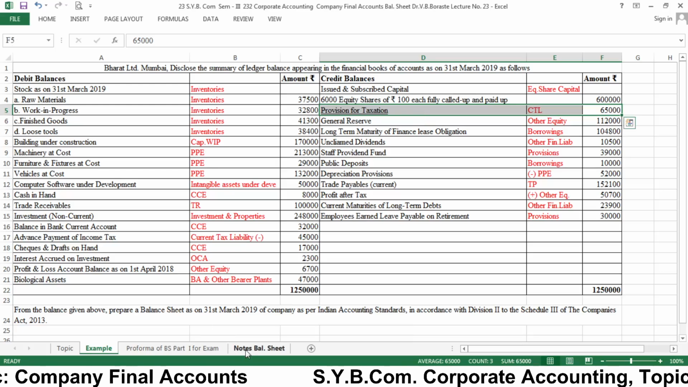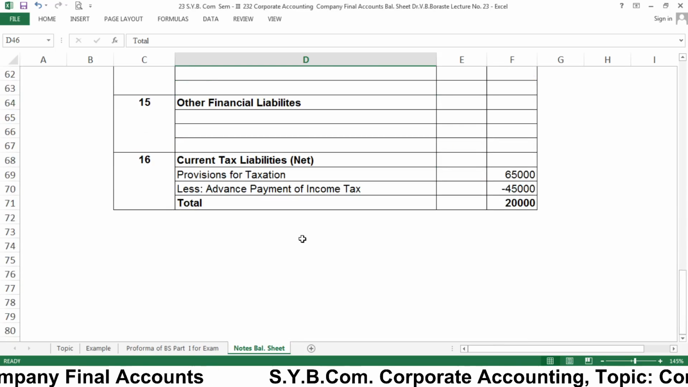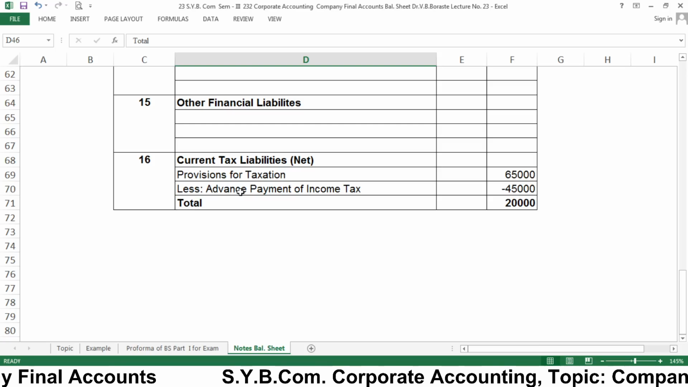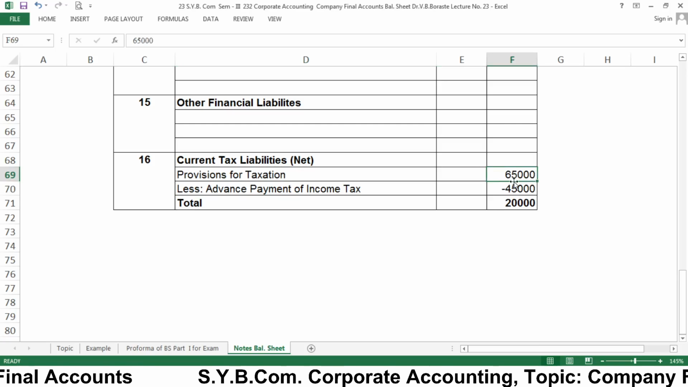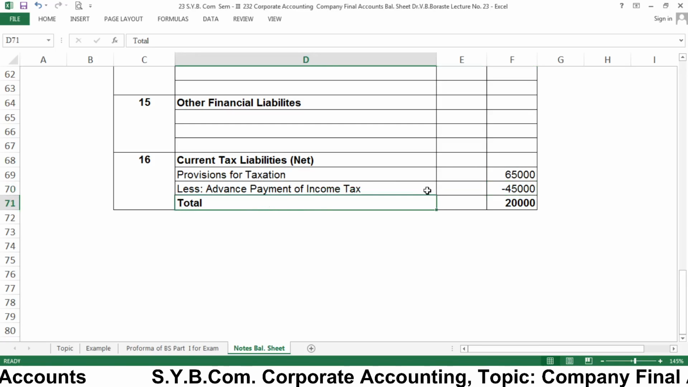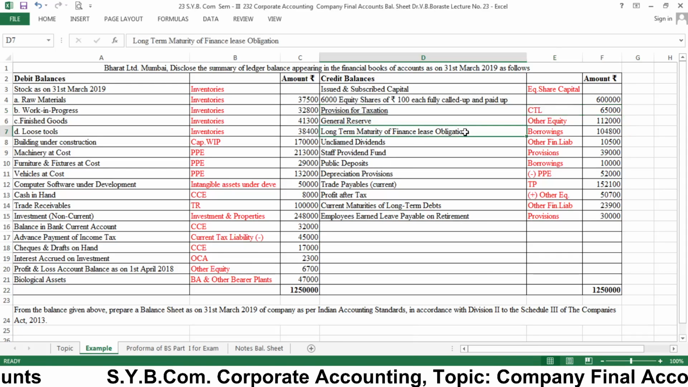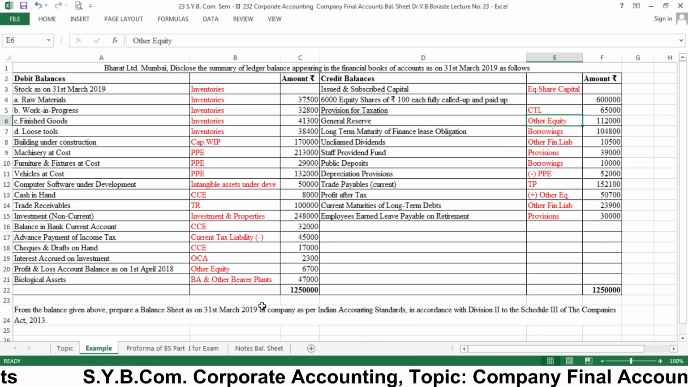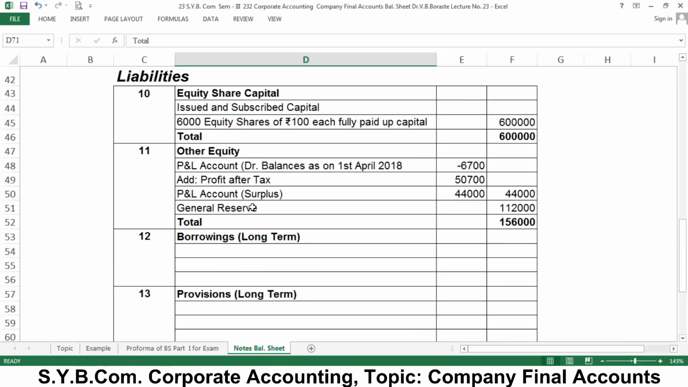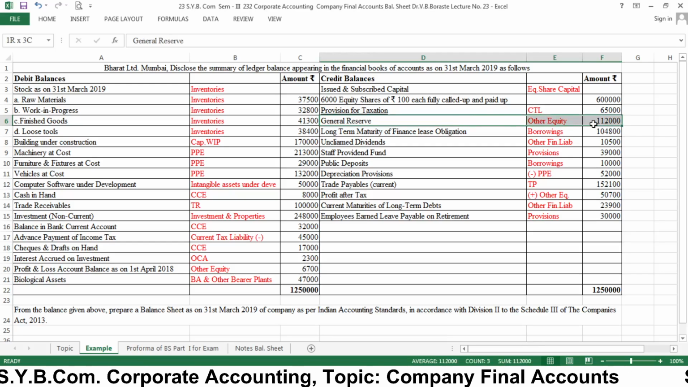We have already pasted provision for taxation, rupees 65,000, in the last entry when we wrote down the advance payment of income tax. The provision was rupees 65,000 and actual payment made was rupees 45,000. Still we have to pay a current tax liability, net amount rupees 20,000. After that, general reserve is also other equity. In the other equity note, the general reserve amount is rupees 1,12,000.